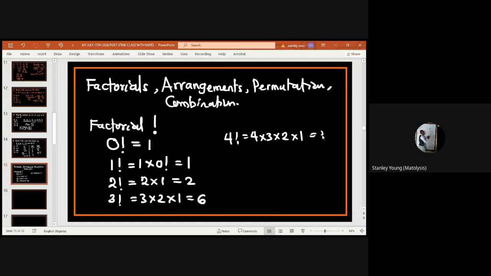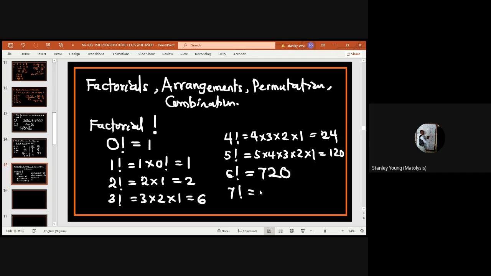That's going to give you 24. 5 factorial, 5 times 4 times 3 times 2 times 1, will give you 120. 6 factorial will give you 720. 7 factorial will give you 5040. I could say this because I have those numbers in my head.